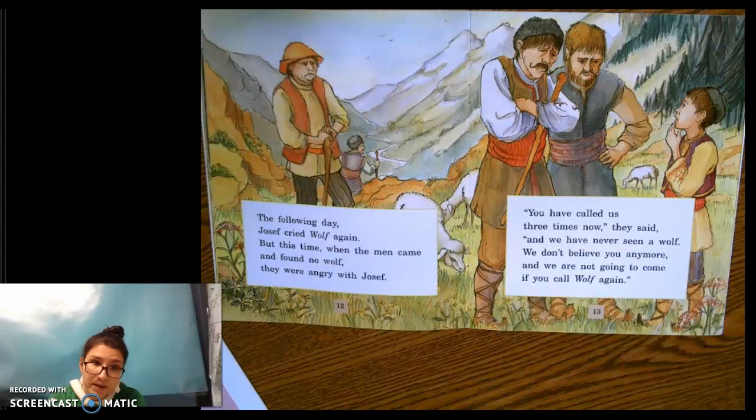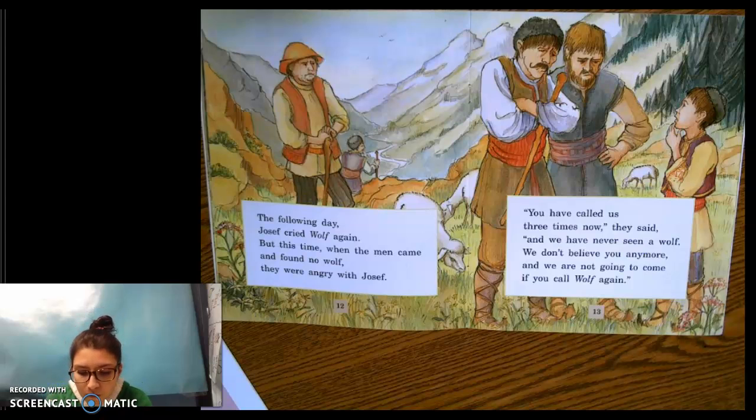The following day, Joseph called down to the village again. Now let's make a quick prediction. Do you think that the men are going to come up this time? Yes or no? All right, let's read to find out.